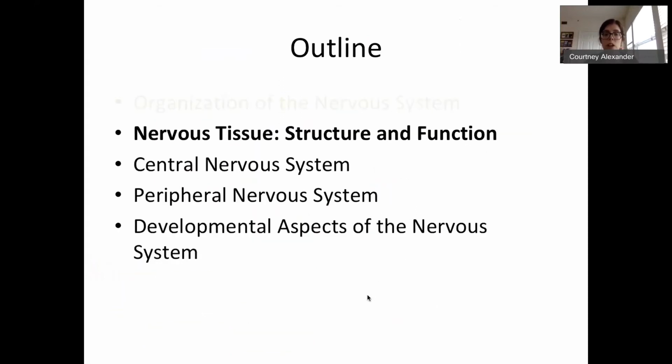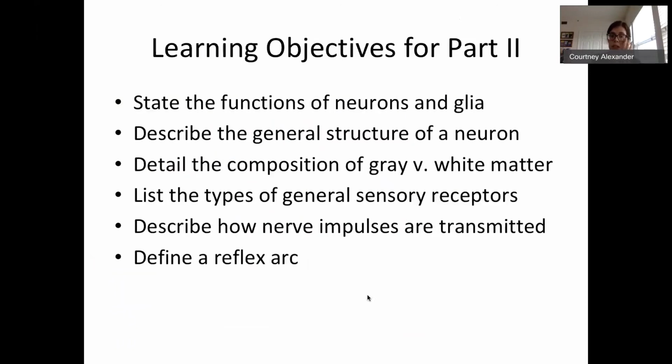So now let's talk a little bit about the structure and function of our nervous tissue. Our objectives here are to state the functions of neurons and glia, describe the general structure of a neuron, detail the composition of gray versus white matter, talk about the different types of sensory receptors, and most of the time will be spent talking about how nerve impulses are transmitted before we finish up with a conversation on reflex arcs.